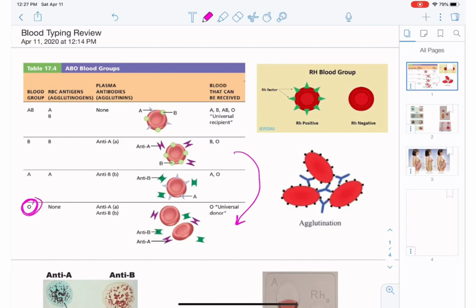The answer is no, because of these anti-B antibodies. Same thing goes for blood from a type A. That's not acceptable. Same thing goes from a type AB individual. That's not acceptable as well. So the only person that a type O individual can receive blood from is another type O individual. But what you'll notice about O, they can only receive blood from O, but they can donate to anybody. So they're considered the universal donor.